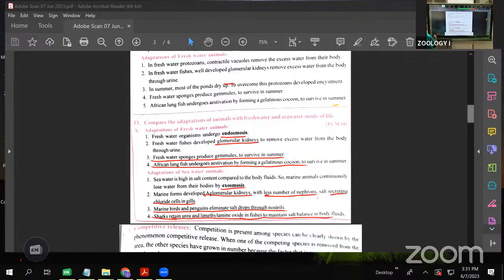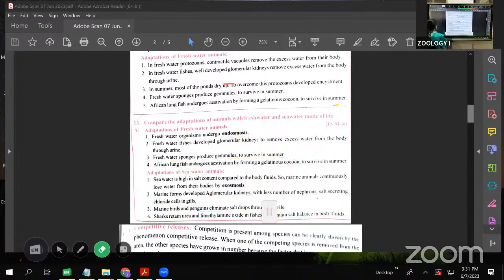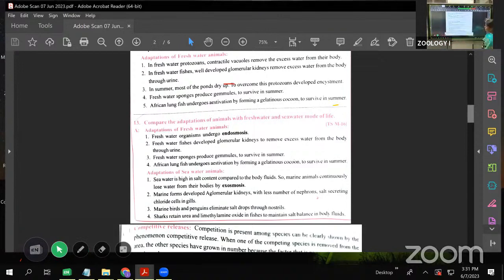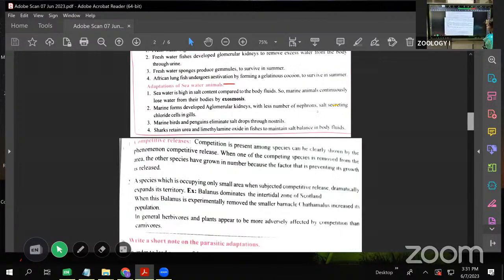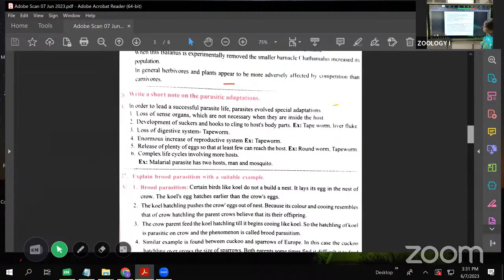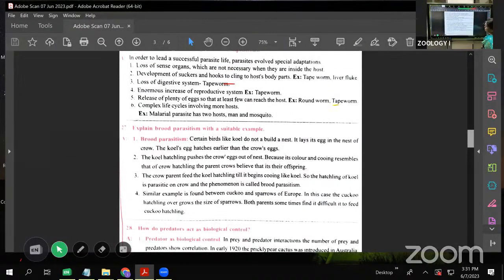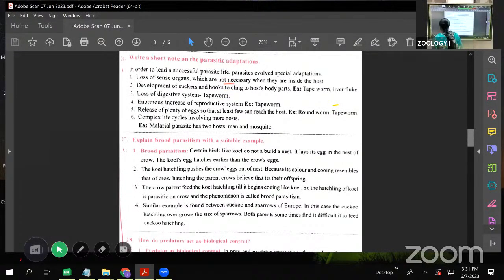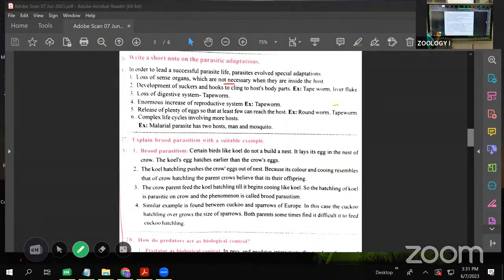Mode of life. Here, next one is brood parasitism. Next one is the brood parasitism. Simple one. This one is parasitism for the brooding purpose. They undergo a parasitism that we call brood parasitism.